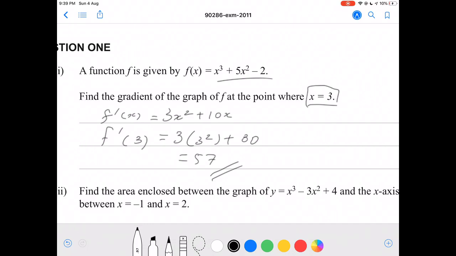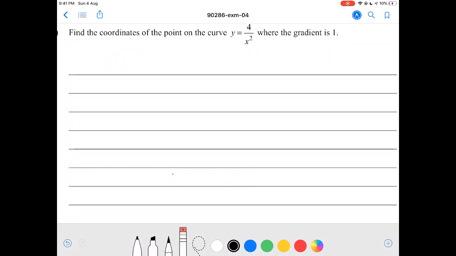The next one is given a gradient, find the x point. So basically, we're just doing the reverse of what we just did. Next we need to find a point when given a gradient. A perfect example of this question is: find the coordinates of the point on the curve y equals 4 divided by x squared, where the gradient is 1.